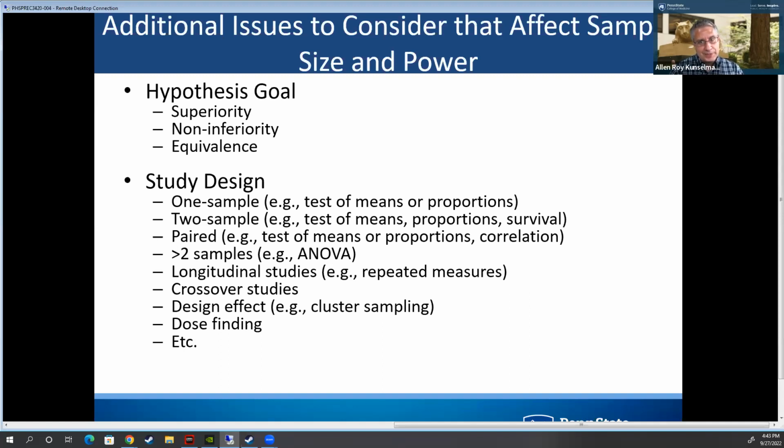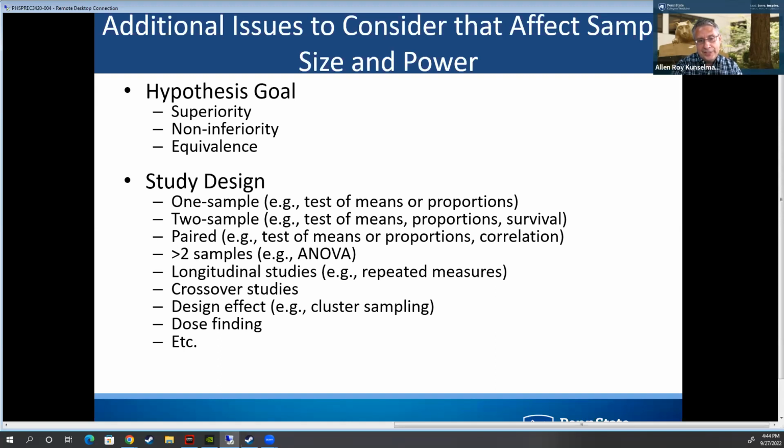So other things that go into sample size and power are your designs. Is it a one sample test? Are we just testing the means or the proportions? Is it two samples? Is it 3 or 4 samples? Are the data correlated, meaning like paired data? Do we have a paired t-test we need to think about? More than 2 samples would be like an analysis of variance type study. Longitudinal studies would have repeated measurements. Are we assessing people's data at 2 points in time, pre and post, or maybe 5 points in time, baseline, 1 month, 2 months, 3 months, 4 and 5?